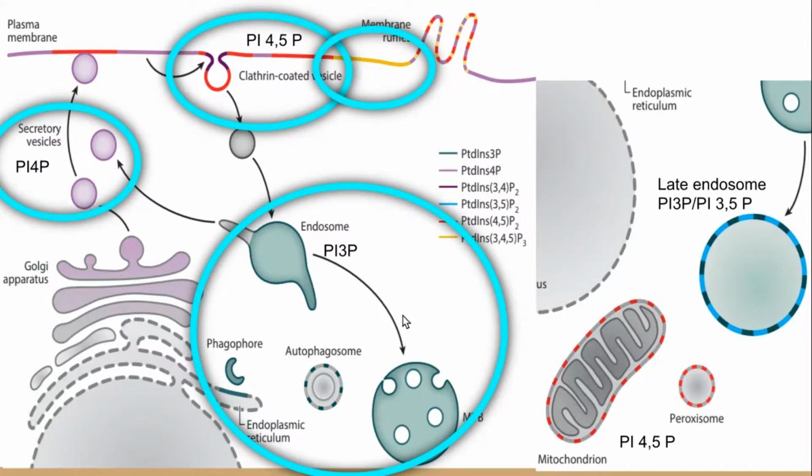So I have a slide on this later, so I won't go into more detail here. But the basic idea is that PI3P is recognized by specific domains, such as the FYVE domain. We'll see why that's important soon.